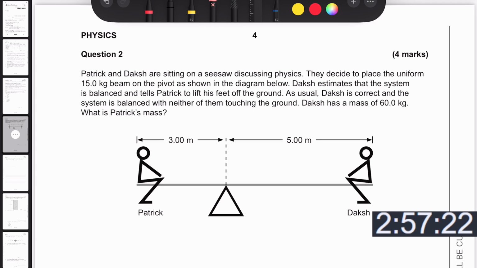Patrick and Dakish are sitting on a seesaw discussing physics. They decide to place the uniform 15 kilogram beam on the pivot as shown in the diagram below. Patrick estimates that the system is balanced and tells Dakish to lift his feet off the ground. Dakish is correct, and the system is balanced with neither of them touching the ground. Dakish has a mass of 60 kilograms. What is Patrick's mass?